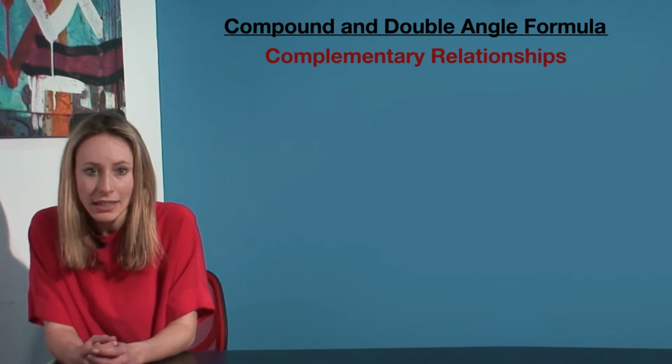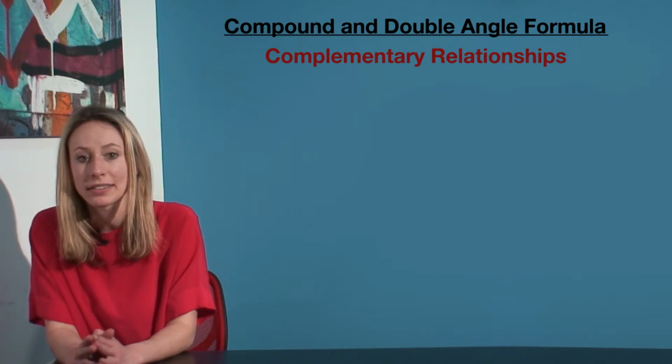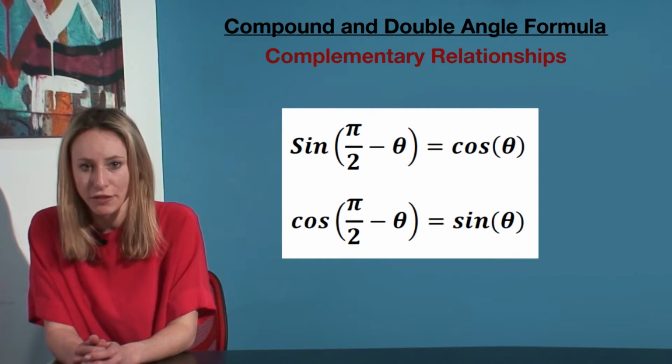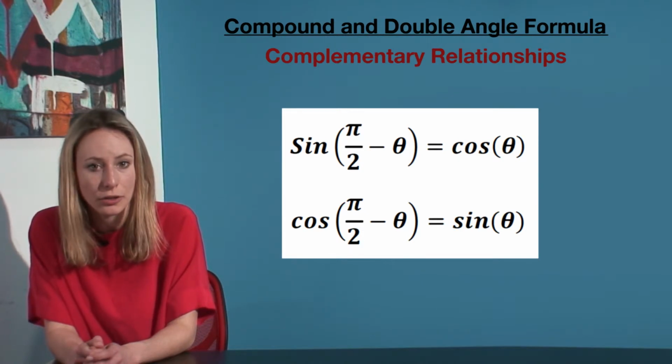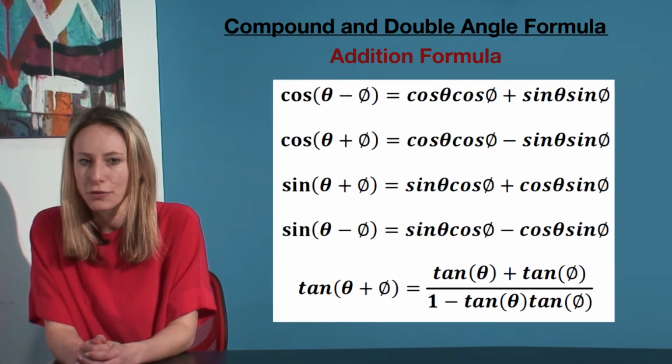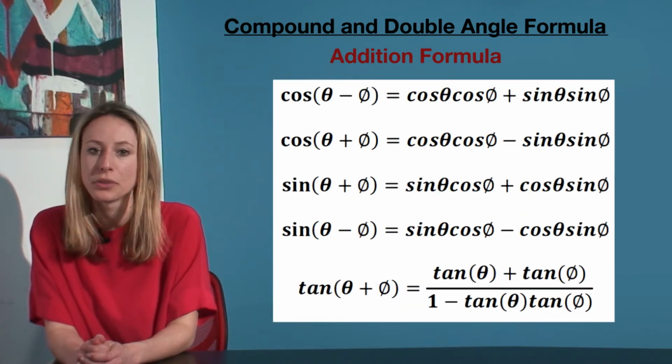Pi on 2 minus theta is the equivalent of starting at the positive y-axis of the unit circle and moving anti-clockwise, which simulates offsetting the functions. Therefore, sine pi on 2 minus theta is equal to cos theta, and cos pi on 2 minus theta equals sine theta.